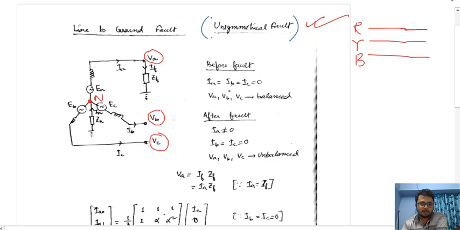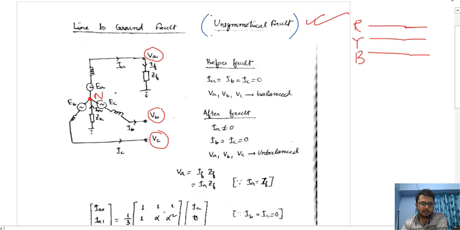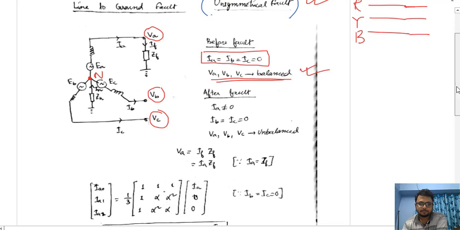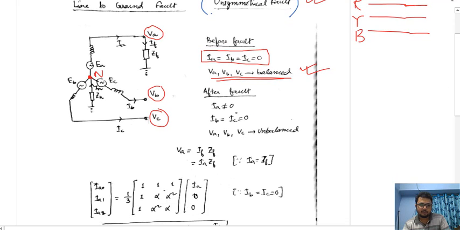Now before the fault, when everything was normal, what was the current flowing? The current flowing through A, B and C was 0, and everything was balanced. Now whenever we have a fault, what happens?